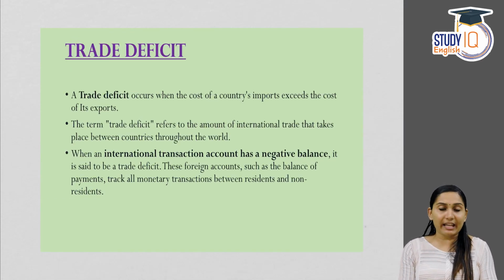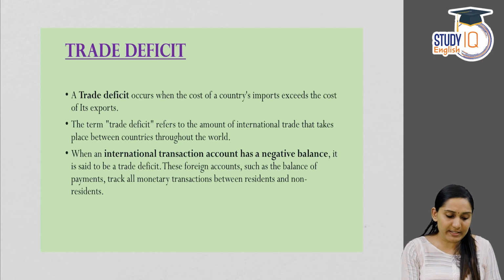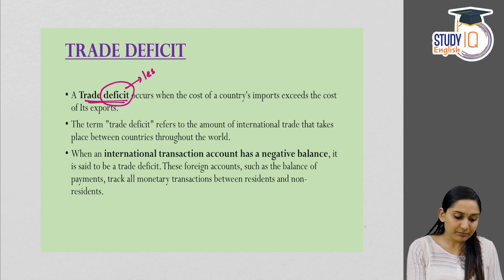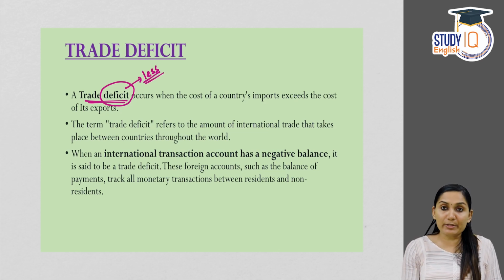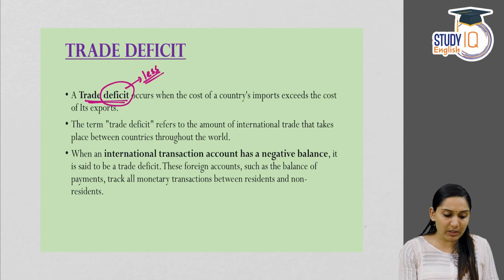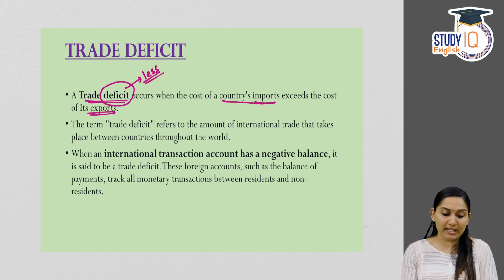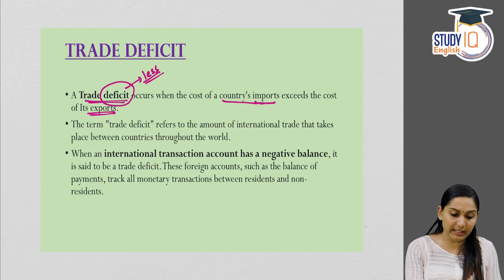Now, next is trade deficit. Here, it's a deficit. Deficit means that it is less. It's just the opposite of surplus. Trade deficit occurs when the cost of a country's imports exceeds the cost of exports. And we have already seen how to find the trade balance of a country. It is the difference between exports and imports.